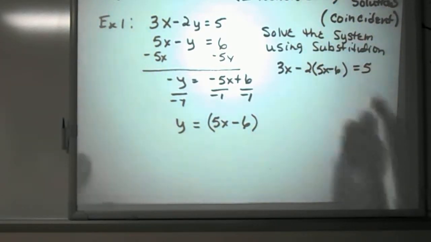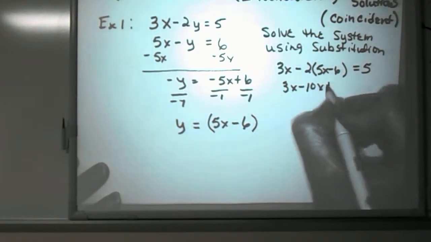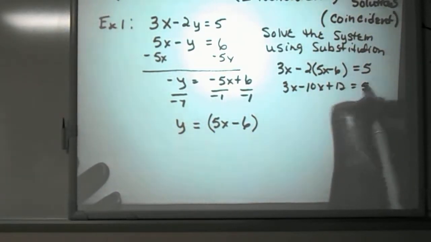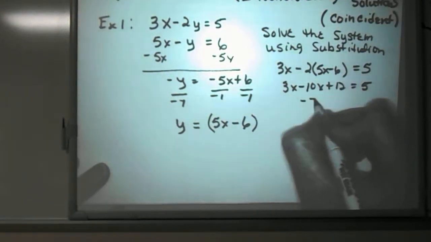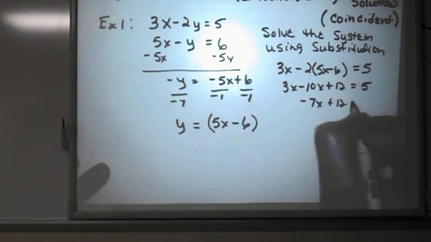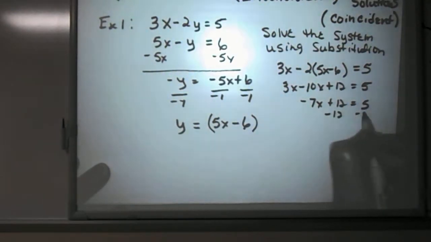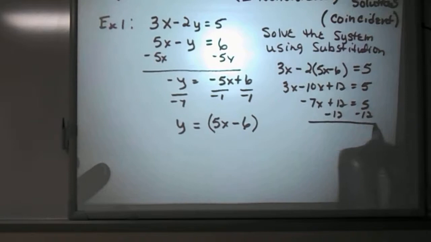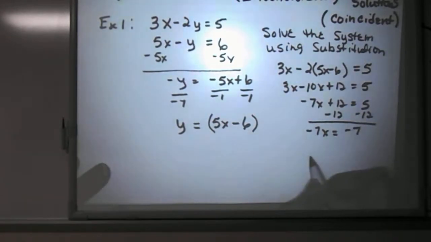Okay, distribute correctly. Combine like terms. Let's subtract 12 from both sides. And divide by negative 7.